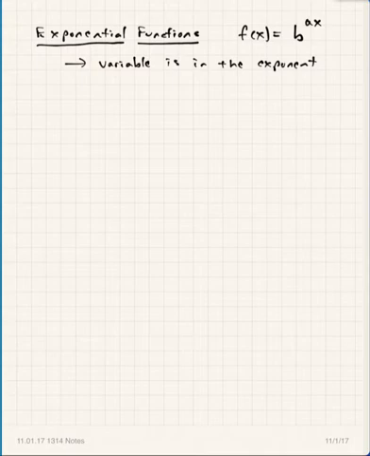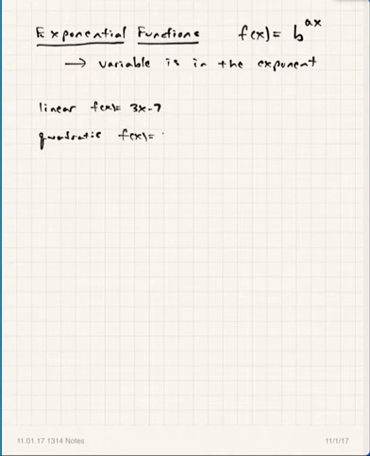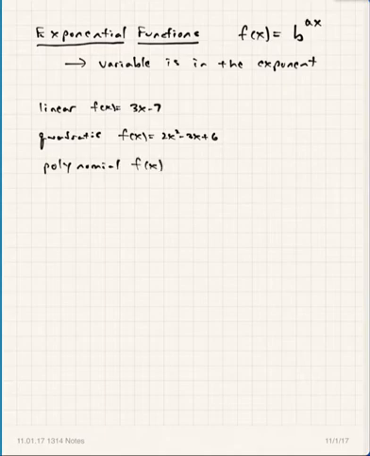No functions we've talked about so far this semester have looked like that. The variable has always been part of the base, right? So we've talked about linear functions, for example. Linear functions are f of x equals 3x minus 7, for example, right? The quadratic functions were second-degree polynomial functions, 2x squared minus 3x plus 6. We talked about polynomial functions in general, so degree higher than 2. Now remember, all of these are polynomial functions, but the first two we give special names to.